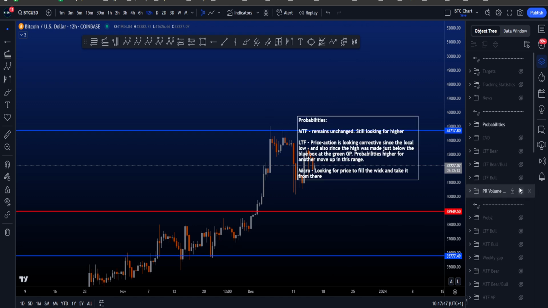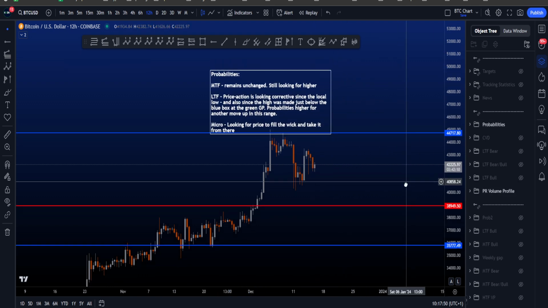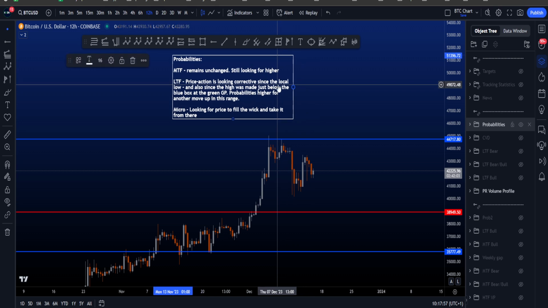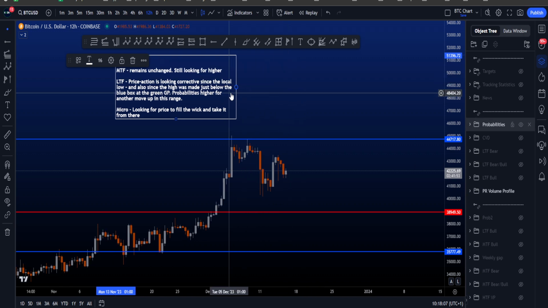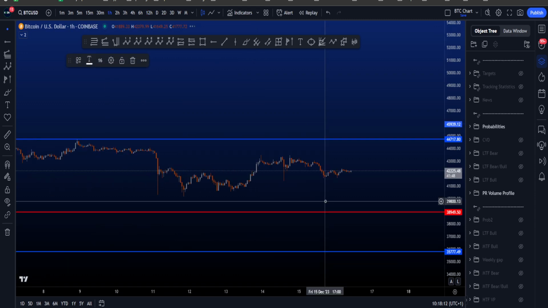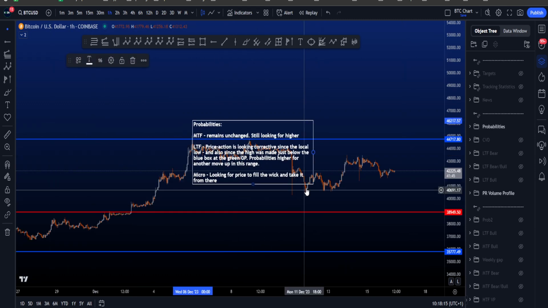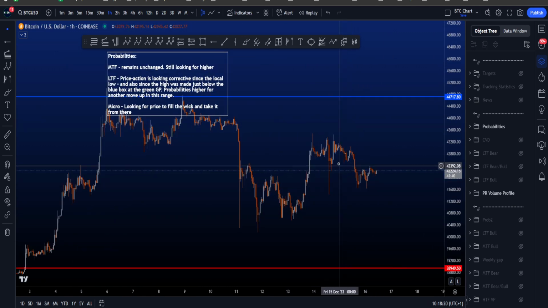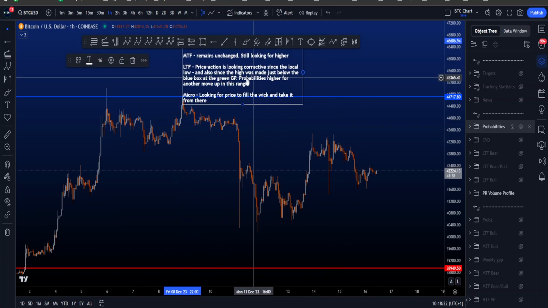Now if we look at the probabilities of the different scenarios here, then on the medium time frame, it remains unchanged. We're still looking for higher prices till the moment that we really get clear signs that price wants to move towards the downside. Now on the low time frame, which is like the 1 hour time frame, right, the local range, price action is looking corrective here since the local low that was made, and then we're talking about this low over here. So since this low has been made, we got a 3-wave move to the upside, and also over here price action looks very corrective, which I wrote after.